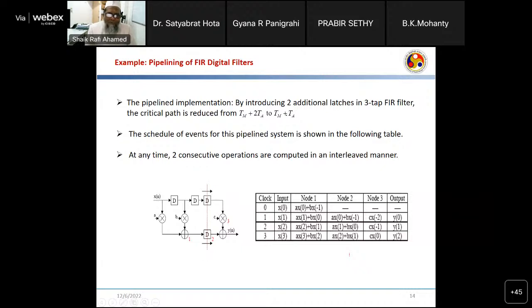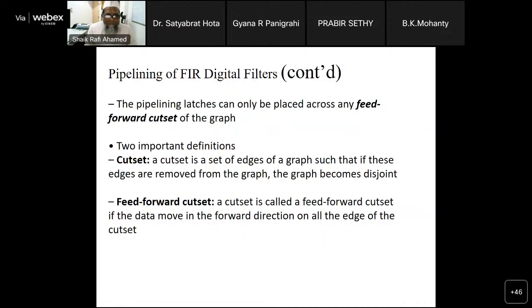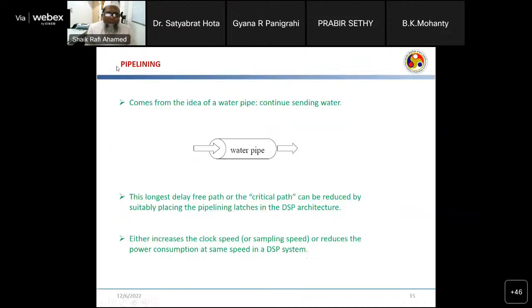Suppose you have a big, complex system consisting of hundreds of multipliers, hundreds of adders, then how to find out the exact location where these latches have to be placed without changing the functionality of the system? For that, we will follow a rule called cut set. Here actually I have explained why this is called pipelining.